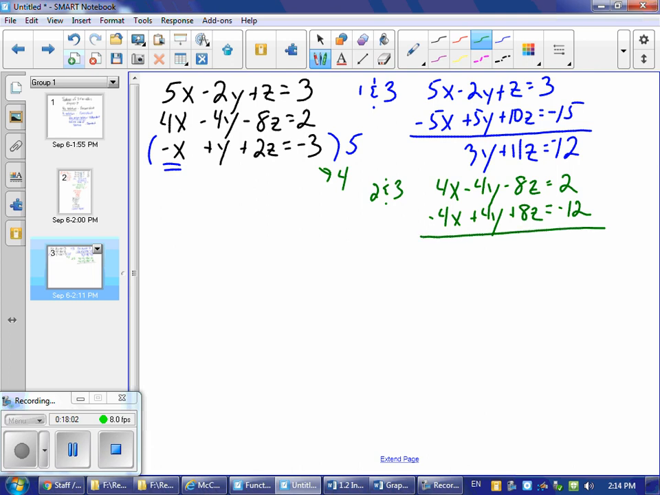And let's see what we get here. So 4x and -4x is 0. -4y and 4y is also 0. That could be good. And wait a minute, -8z and +8z, that's also 0. So I end up with 0 on the left-hand side. That's okay if it happens. But look what you get on the right. I get 2 and -12, which is -10. This gives me 0 equals -10. Hopefully we all know that that's a false statement.